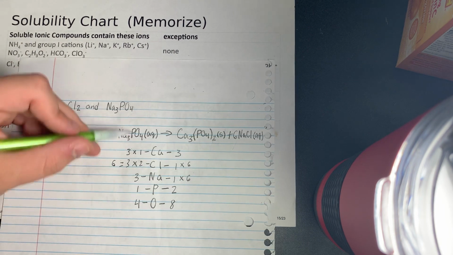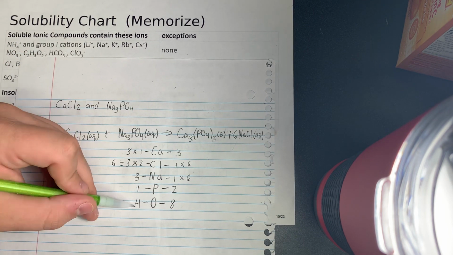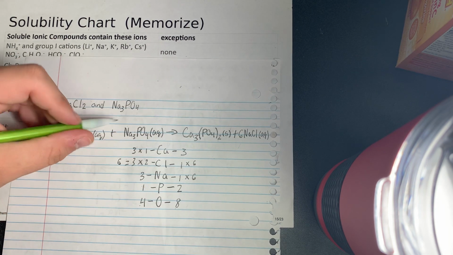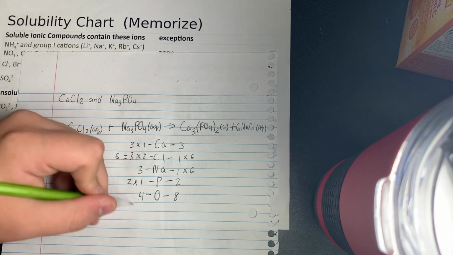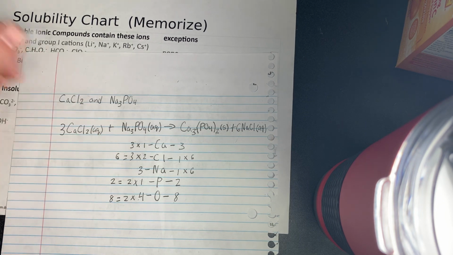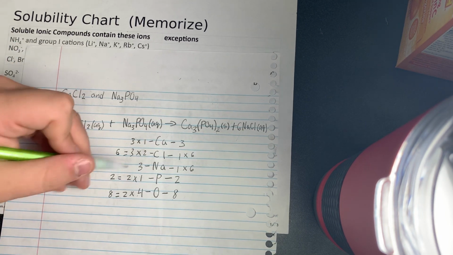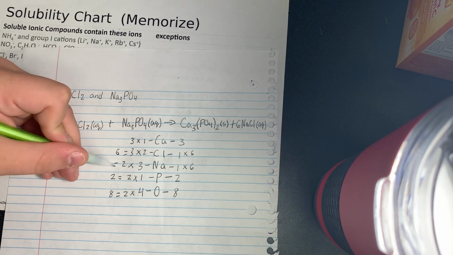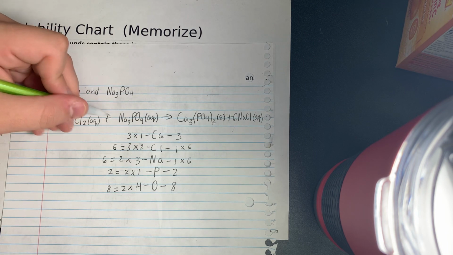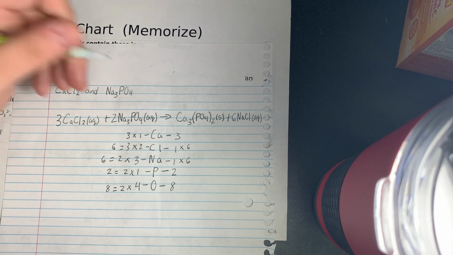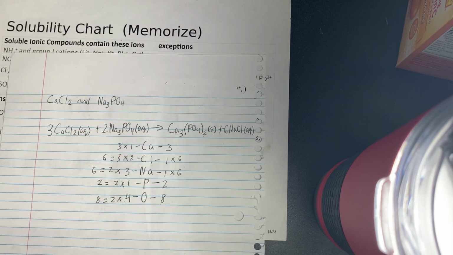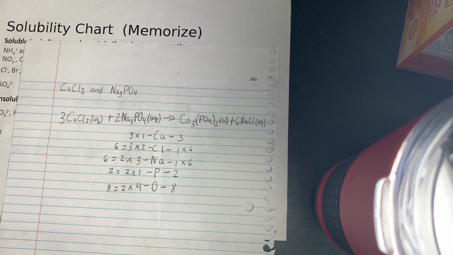Now, our phosphates are still unbalanced. 1 and 4, 2 and 8. So basically, if we multiply both of these by 2, it'll balance out. So if we multiply this by 2 and this by 2, it'll give us 2 and 8. And when we multiply this by 2, that multiplies sodium as well by 2, which gives us 6. That balances our equation. So the coefficients that you should wind up with are 3, 2, 1 on this, and 6 on NaCl. So that's your balanced chemical equation.